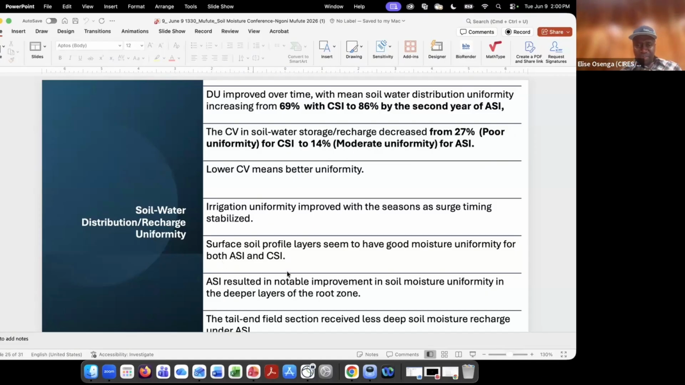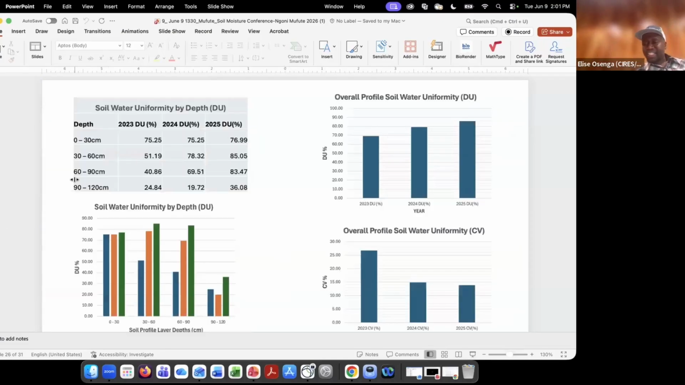The other key result that came out of there is that on the soil surface, the soil layer, the uniformity was the same for both normal irrigation and the RC or automated sedge irrigation. But in the deeper levels, that's where most of the changes in uniformity happened. The uniformity was improved very much by RC in the lower levels of the soil, as this chart shows here. For example, in the first 30 centimeters, the 0 to 30 centimeters layer, you can see the DU for 2023, 2024, and 2025 were basically the same.